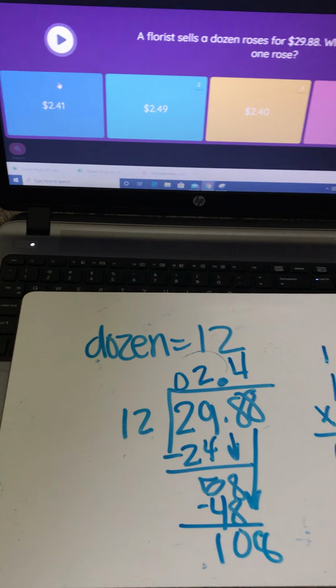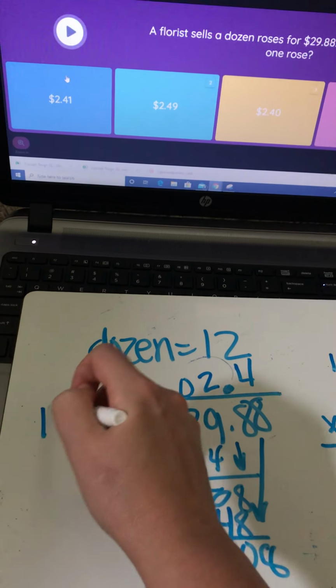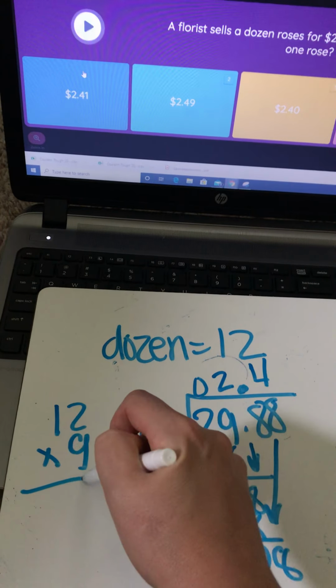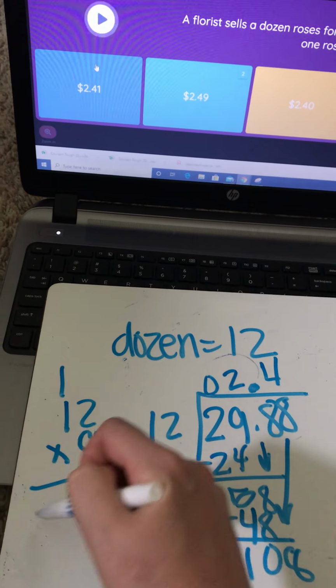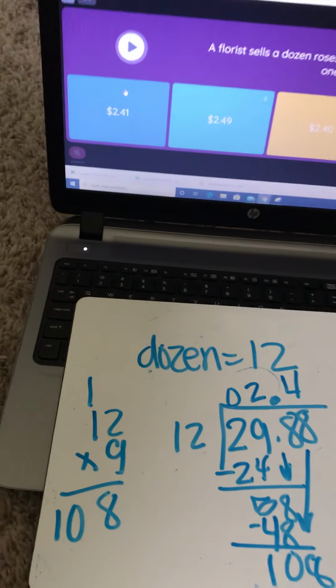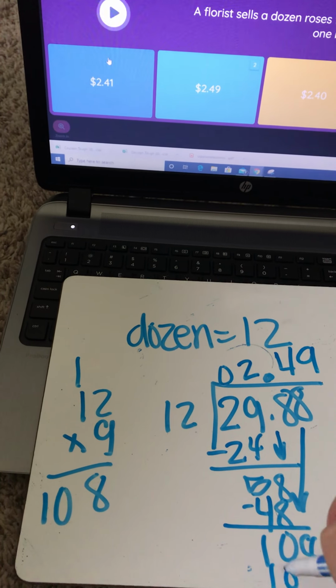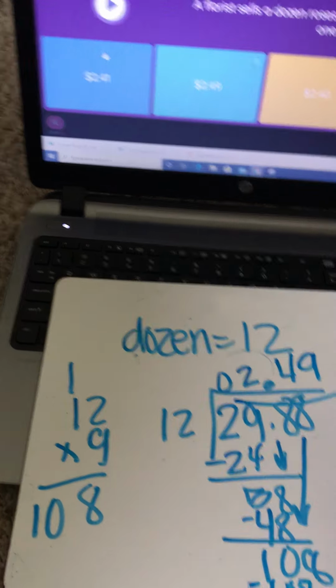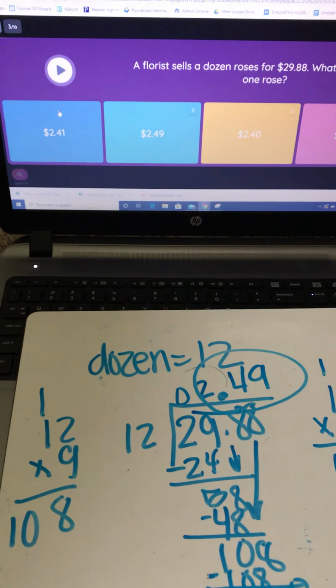How many groups of 12 get me to 108? 12 times 9. 9 times 2 is 18. Carry my 1. Is exactly 108. I'm left with no remainder, so my answer is $2.49.